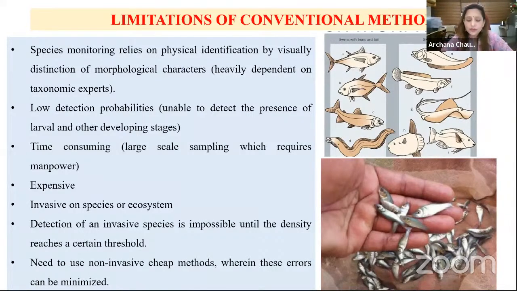So keeping in view the limitations of these conventional methods, and also that the detection of the species, whether native or exotic, is dependent upon the catch, which in turn is dependent on the density reaching a particular threshold so that we can get a good amount of catch and interpret the data accordingly, we know that there is a need for non-invasive methods where these errors, obviously, cannot be eliminated, but at least can be minimized.